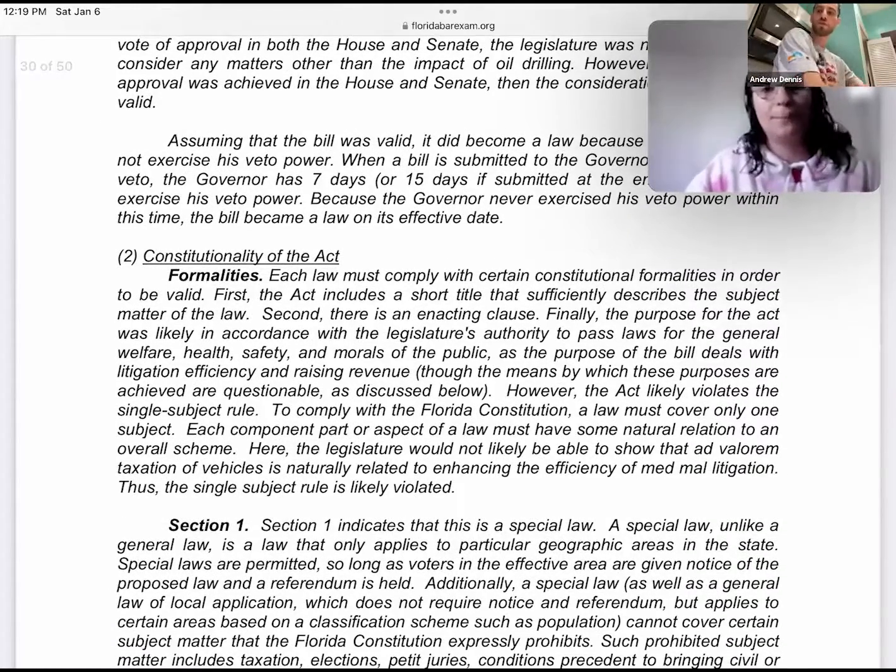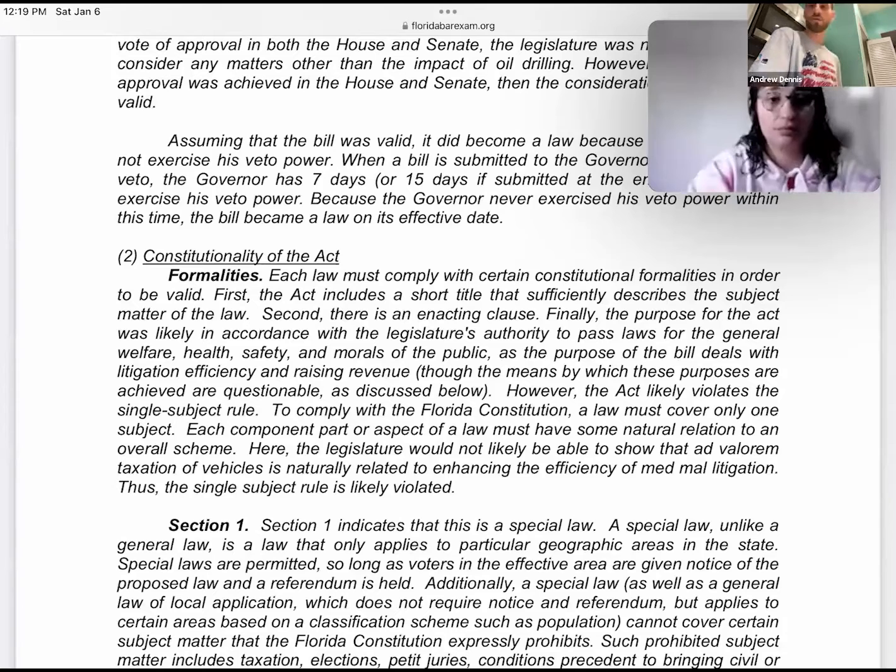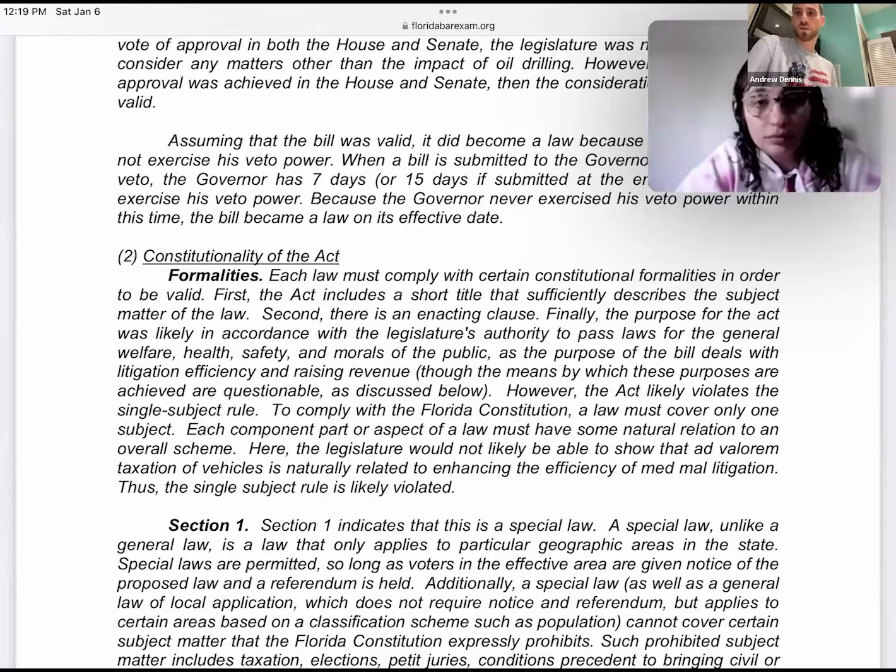This part is hugely important. Formalities of passing an act. Each law must comply with certain constitutional formalities in order to be valid. First, the act includes a short title that sufficiently describes the subject matter of the law. Second, there's an enacting clause. Finally, the purpose for the act was likely in accordance with the legislature's authority to pass laws for the general welfare, health, safety, and morals of the public, as the purpose of the bill deals with litigation efficiency and raising revenue, though the means by which the purposes are achieved are questionable, as discussed below. However, the act violates the single subject rule.